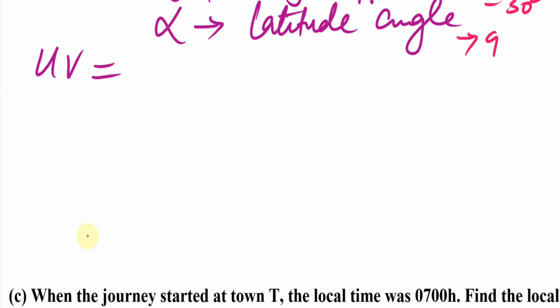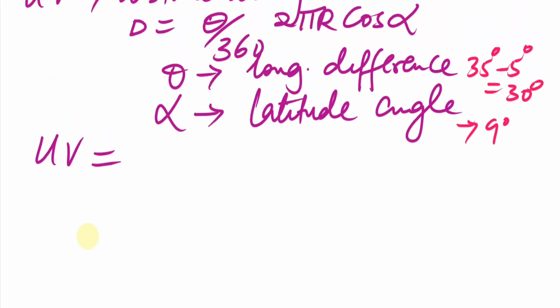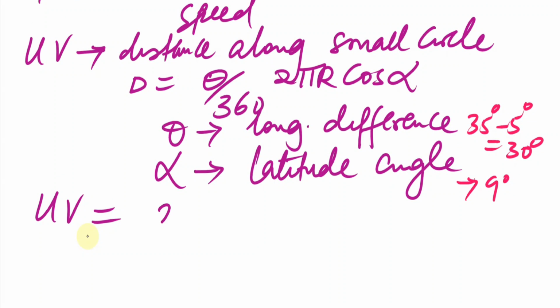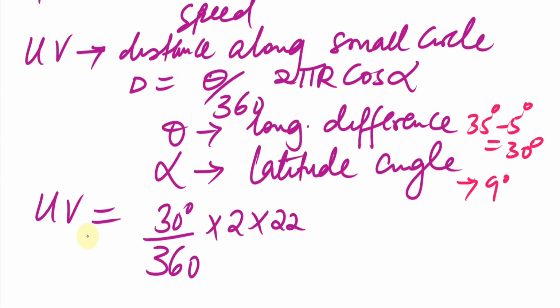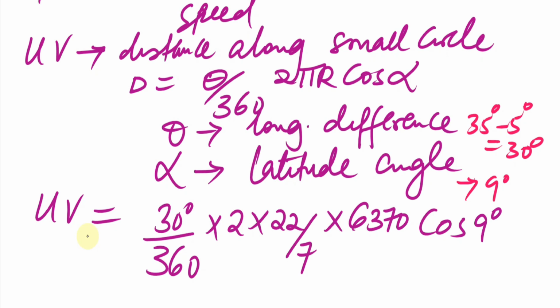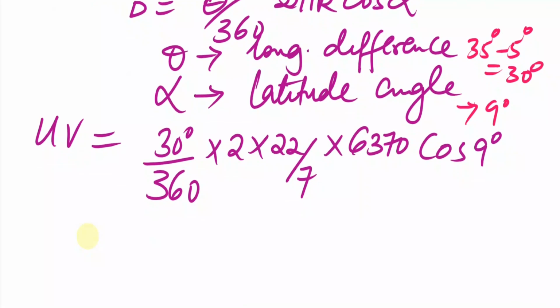So let's now go ahead and get the distance. Distance is given by theta, which is 30 degrees, divided by 360, multiplied by 2 pi times the radius of the earth, multiplied by cosine of the latitude, which is 9 degrees. So that will be the distance UV.